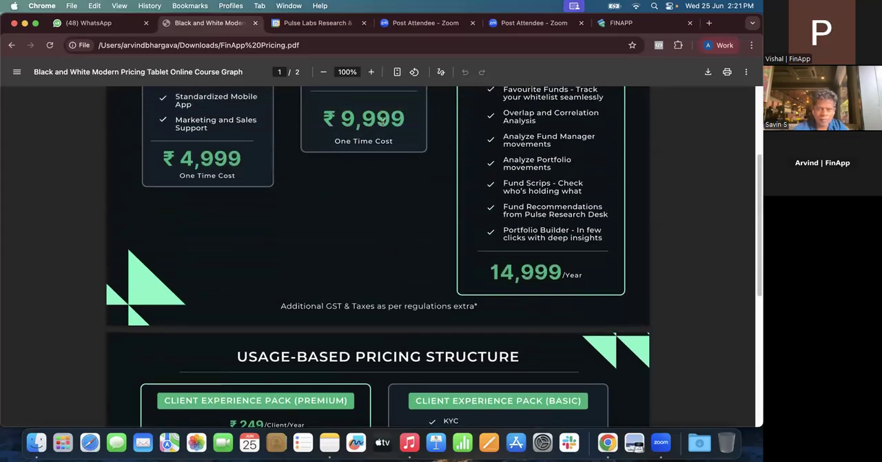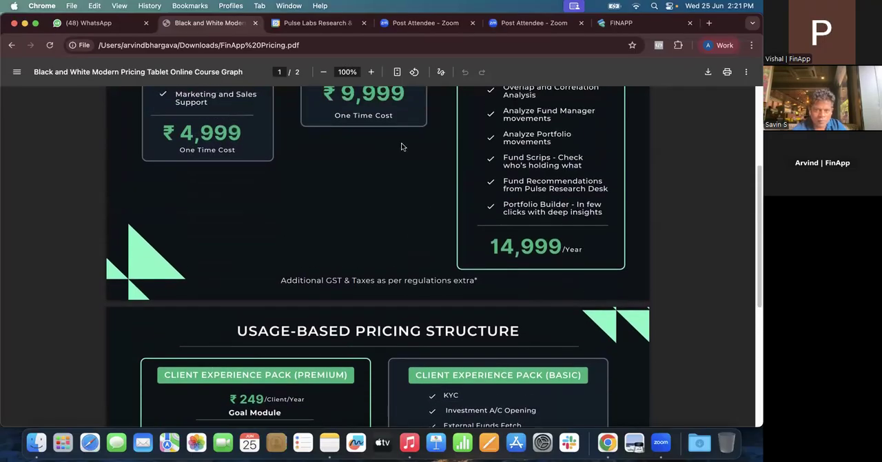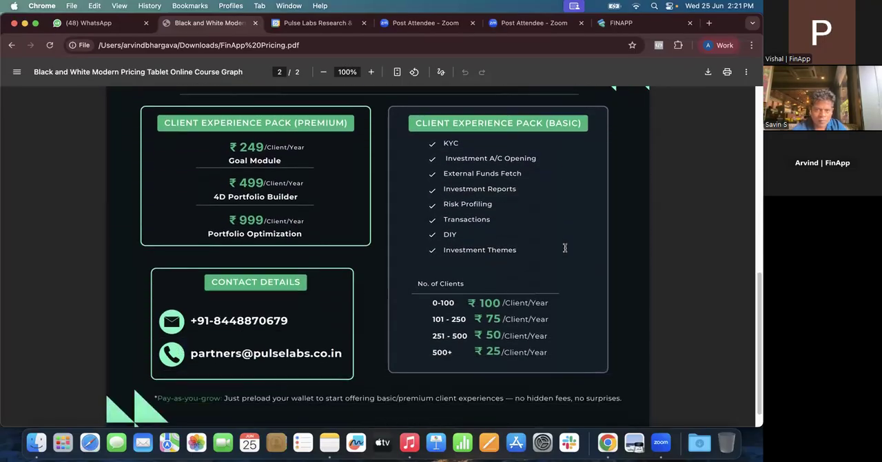Right? So one-time setup cost. If you don't want this, no issues. Or if you want, then it becomes a combined package. And as many clients as you want to activate. So I'm not saying that you activate all 1,000 of them. Only activate where you want to really add value to them.